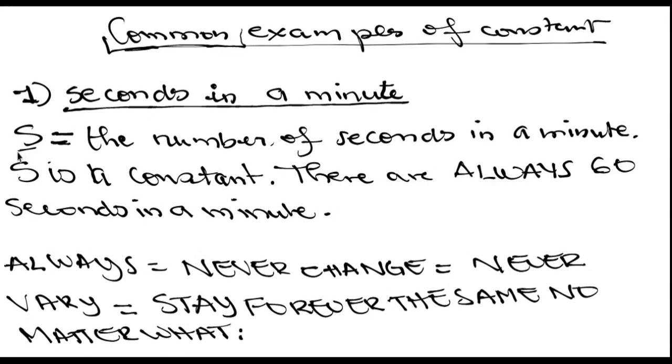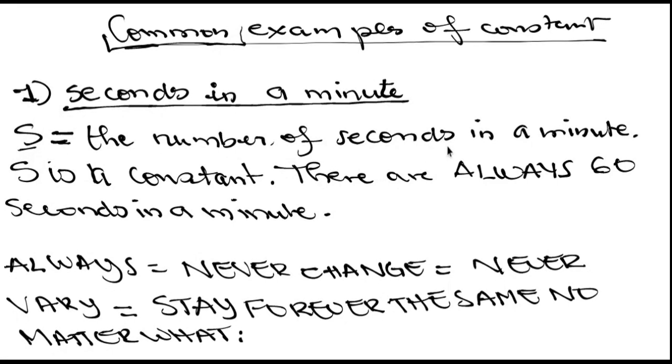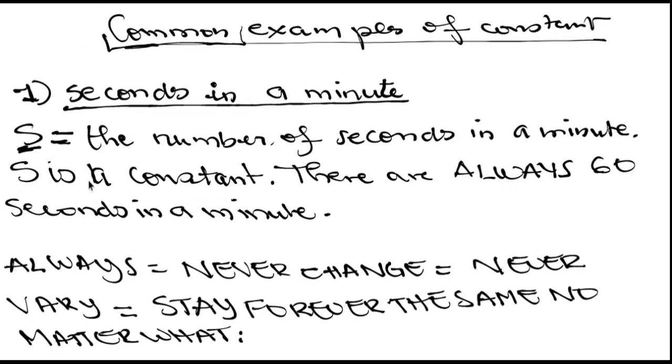Let's say that this letter S represents the number of seconds in a minute. Here, the letter S represents a particular value. What is this particular value? The number of seconds in a minute. Since S represents a particular value, then S is what? A constant. Also, S is a constant because there are always 60 seconds in a minute.